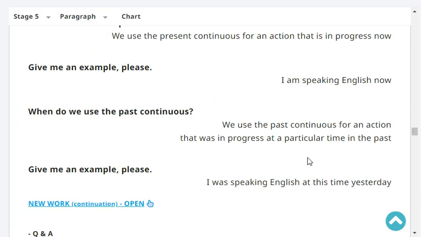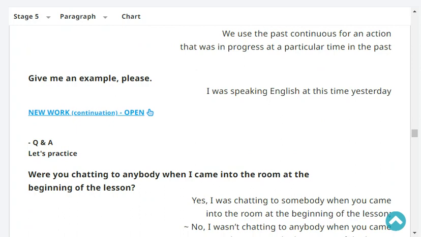When do we use the past continuous? We use the past continuous for an action that was in progress at a particular time in the past. Give me an example, please. I was speaking English at this time yesterday.